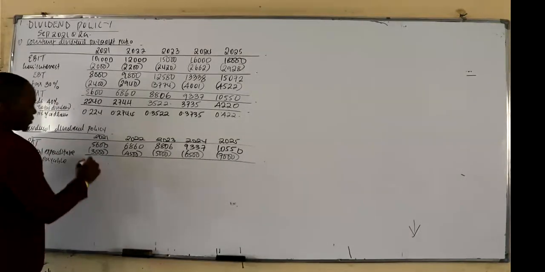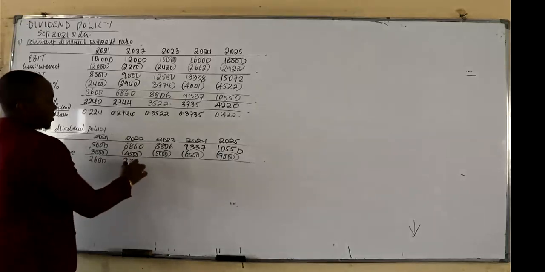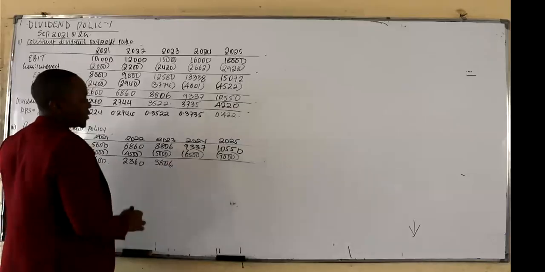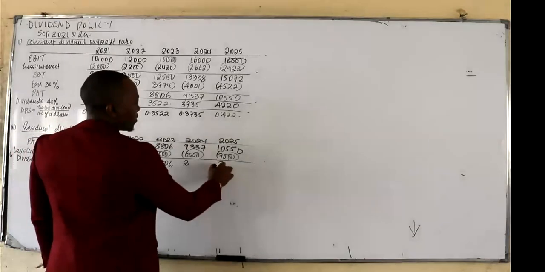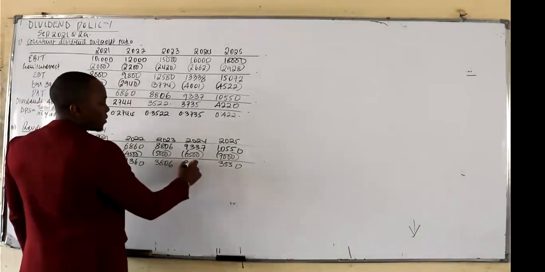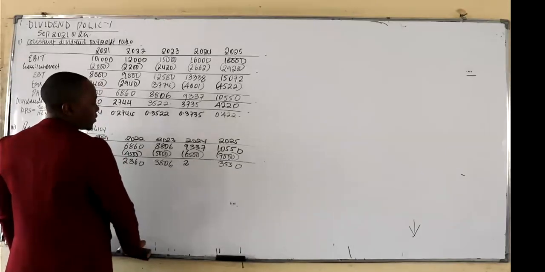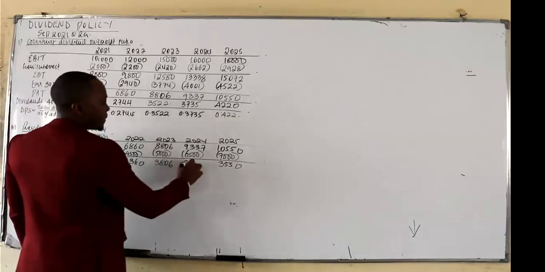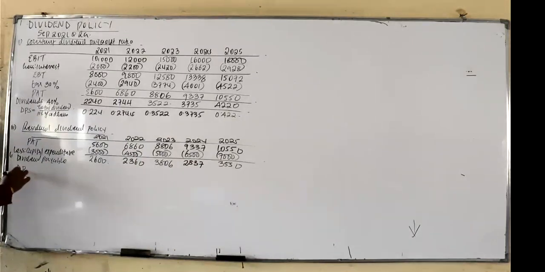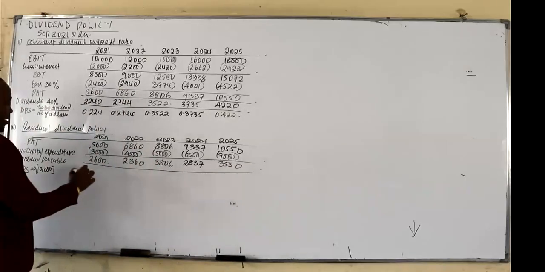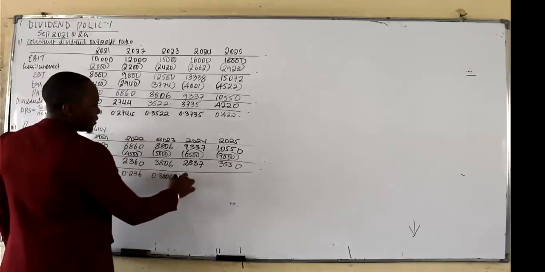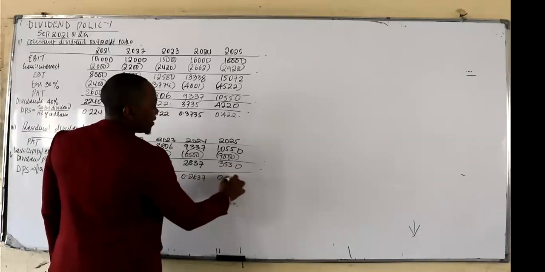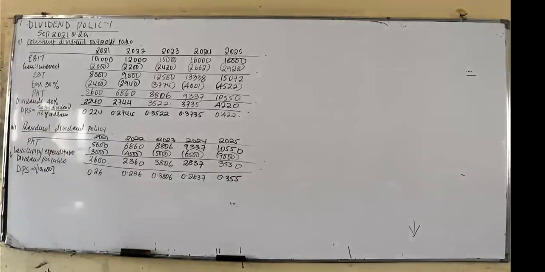Now we can get the dividend per share. You divide by the number of shares, of which we have 10 million shares. So here we'll have 0.26, 0.236, 0.306, 0.337, 0.355. As simple as that. So you can copy that, that is not in your notes.